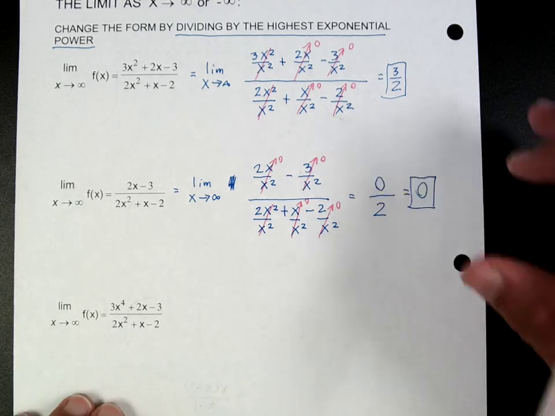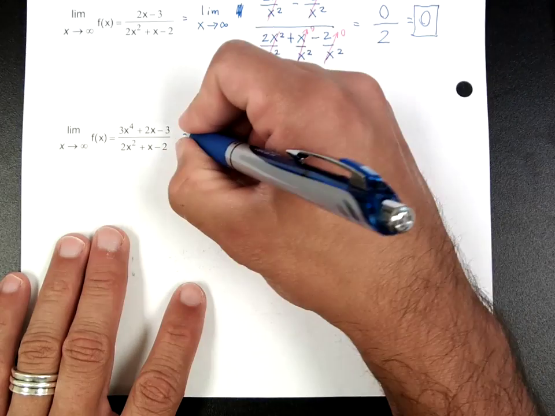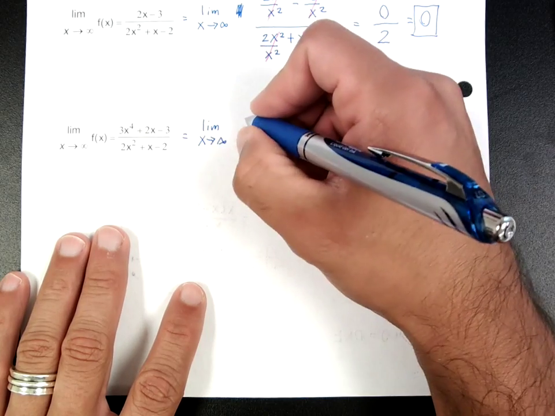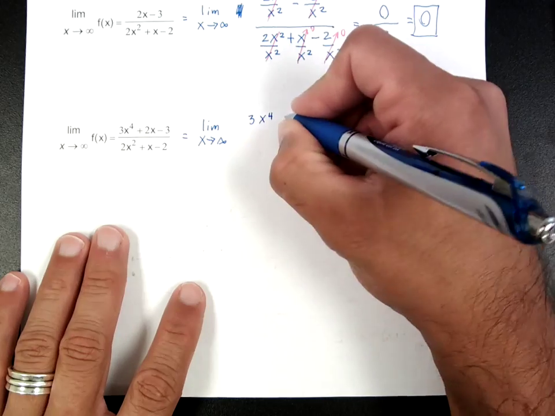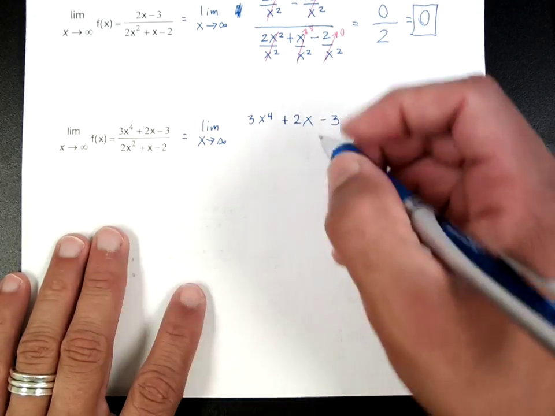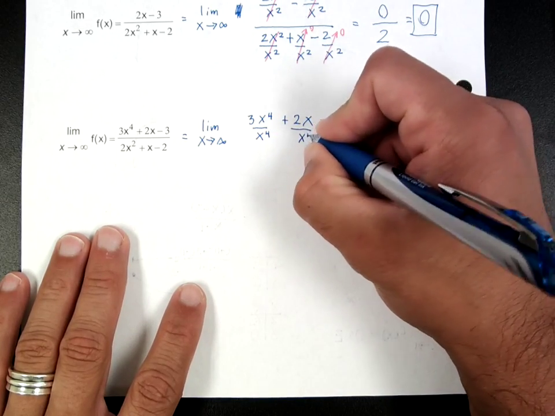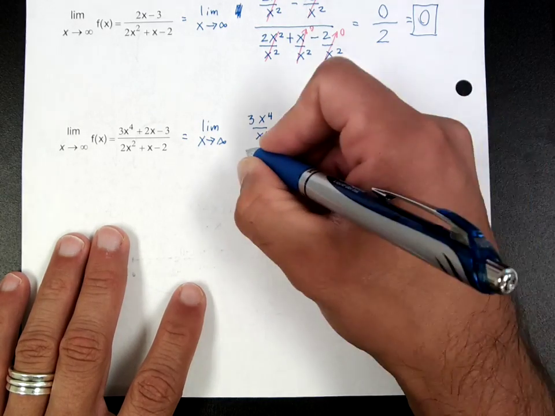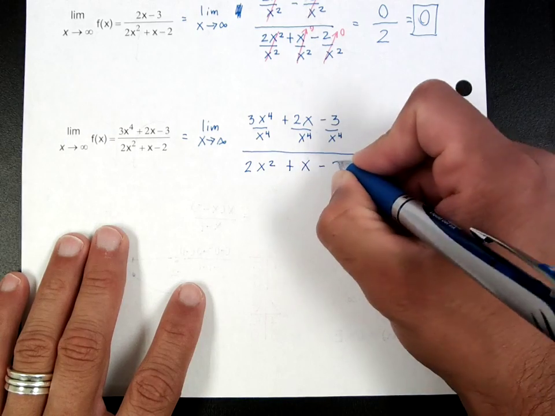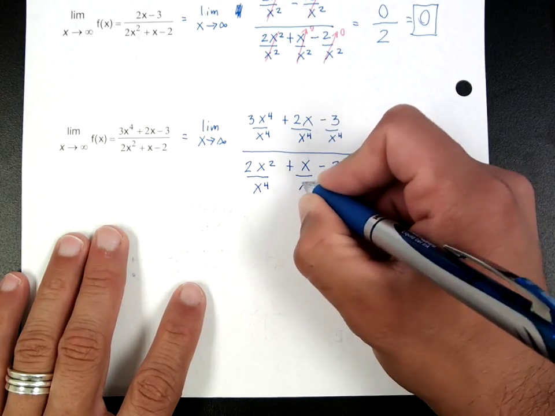Alright, and let's do one more here. I know this is getting repetitive, but I'm just going to show you the 3 different cases here. So we have the limit as x goes to infinity of 3x to the 4th plus 2x minus 3, over something plus x minus 2. Now let's look for our highest power. In this case, it's going to be x to the 4th. So on this one again, I'm going to divide by x to the 4th.